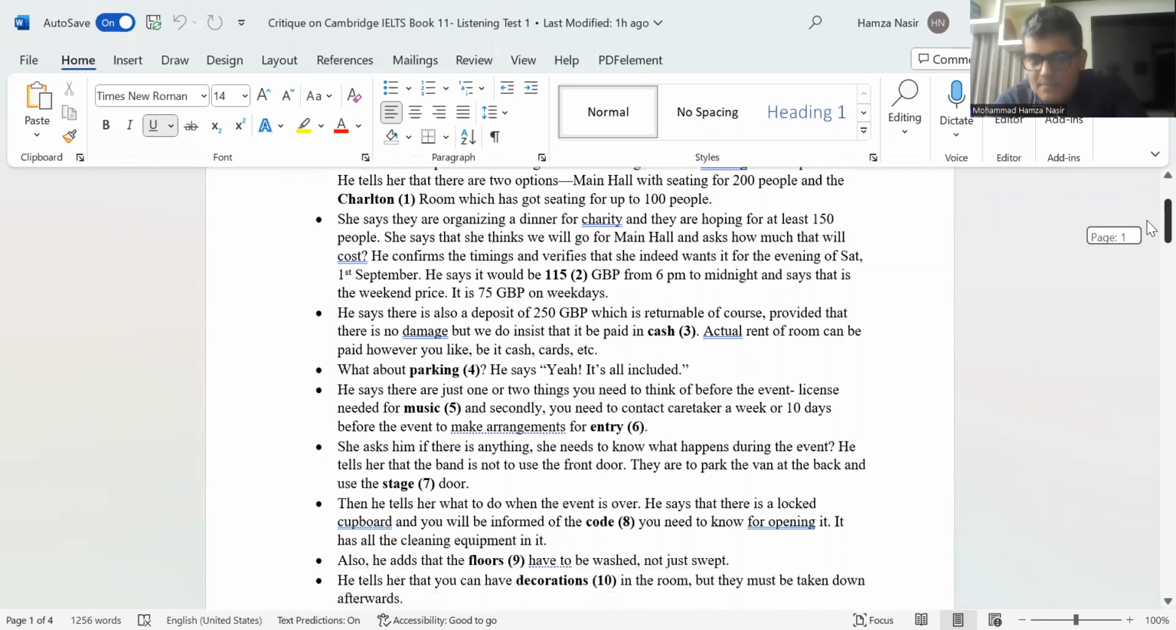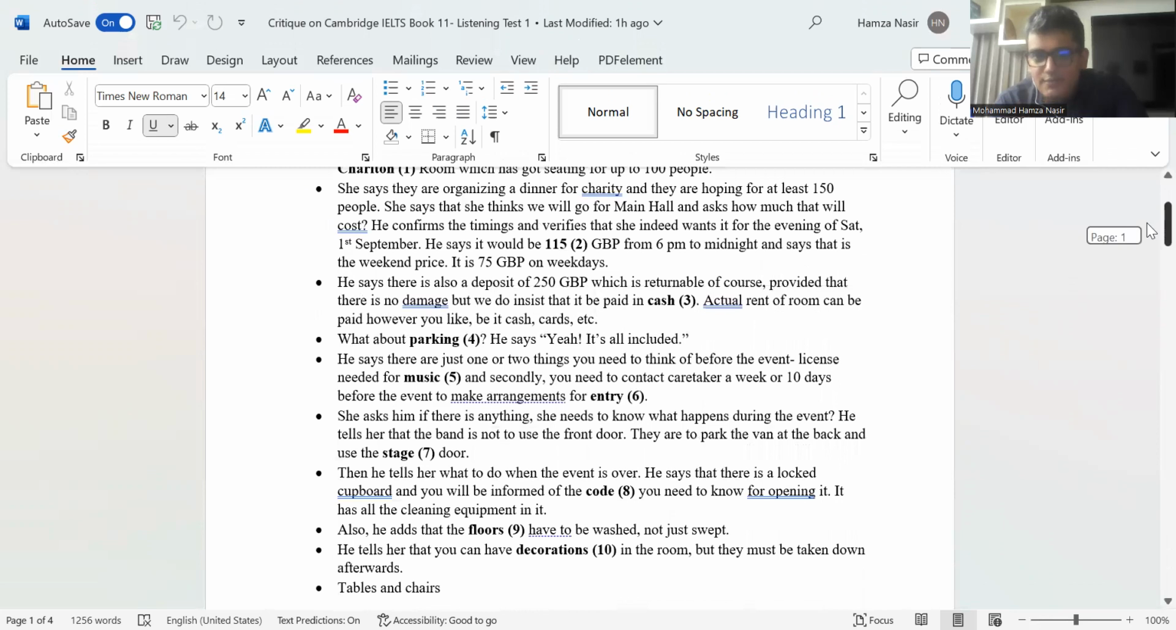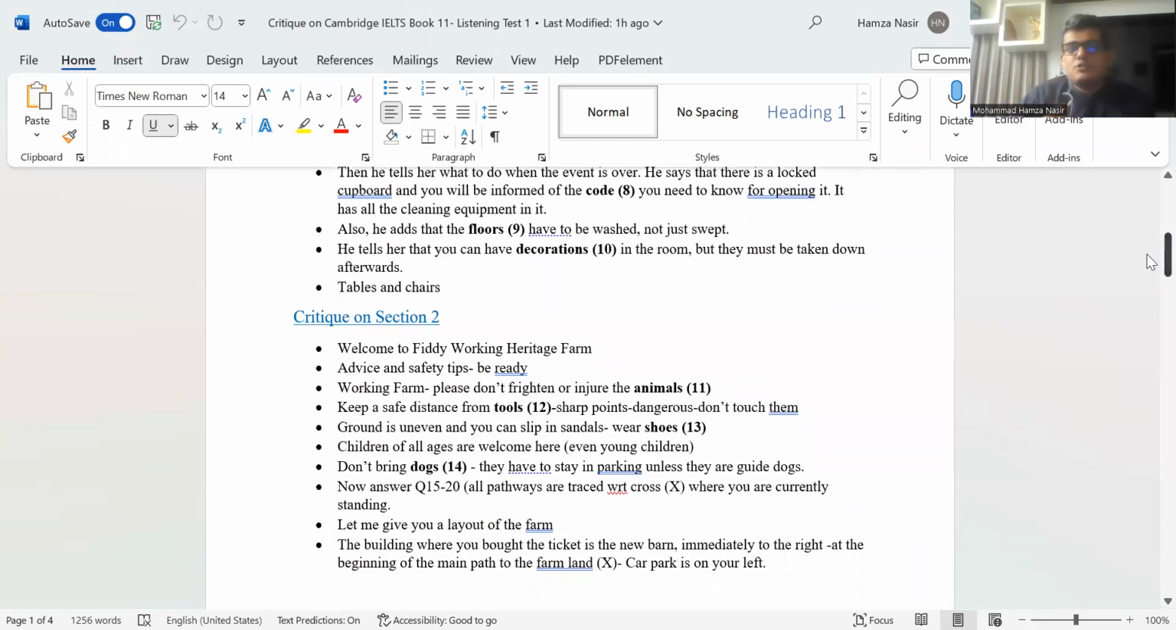Number 6 is entry. Number 7 is stage. Number 8 is code. Number 9 is floors. And number 10, last but not the least, is decorations. Okay. So now we're actually down to section 1.